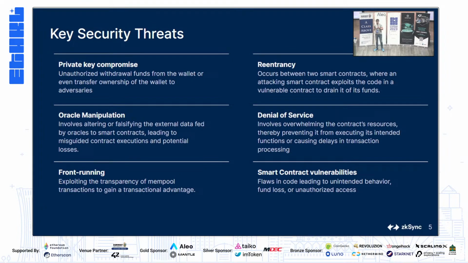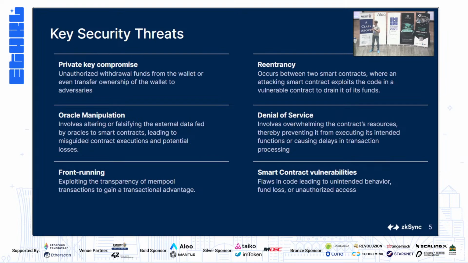There are many threats related to the blockchain and the smart contract ecosystem. I will just remind you about several of them. First of all, private key compromise. You need to understand that your private key is a master key, and if it's compromised, your funds can be easily withdrawn by the attacker, or even the attacker can take ownership of your wallet and use it for any malicious activities he would like to do. Reentrancy. It happens when two contracts interact with each other. The malicious contract calls specific functions that are vulnerable in another contract, and uses it mostly for funds withdrawal.